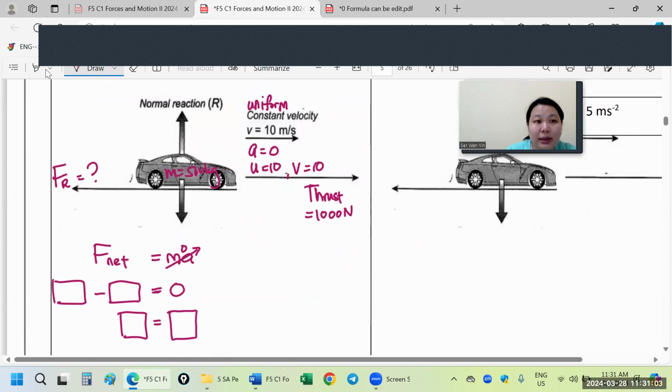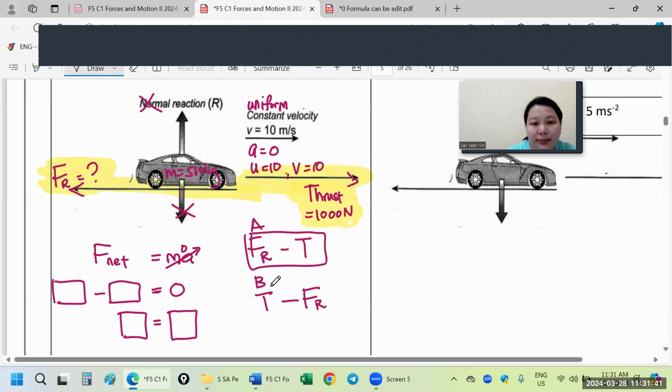Since they want frictional force, we only look at the two forces in parallel, even though their directions are opposite. These two are parallel, and we don't care about the rest for this case. So now, can you please tell me what force minus what force? Is it Fr minus thrust, A, or thrust minus Fr, B? Which one?